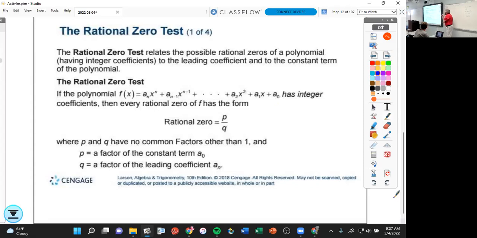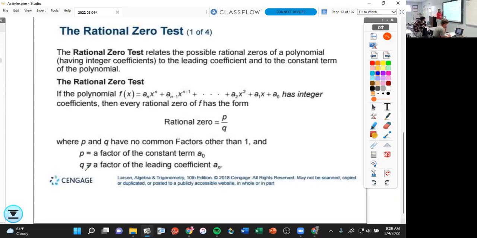So the way this is done is P divided by Q. P is the constant. Q is the leading coefficient. Okay. I've seen people get these mixed up. I'm going to say something. It might be a little on the crude side, but it is what it is. P comes out the end. That's where you're going to find the P. Okay. Y'all with me?